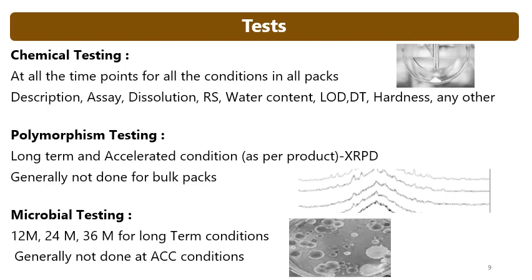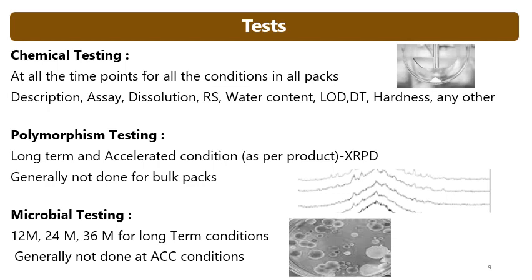Chemical tests are done at all the time points for all the conditions in all the packs. There is no skip for this chemical testing. Description, assay, dissolution, residual related substances or organic impurities, water content, LOD, disintegration testing, hardness are the main tests in the chemical testing. Also, specific impurities can be tested like chiral impurities or enantiomeric impurities or any impurity which is to be monitored. Then polymorphism testing is performed for long-term and accelerated condition as per the product requirement.